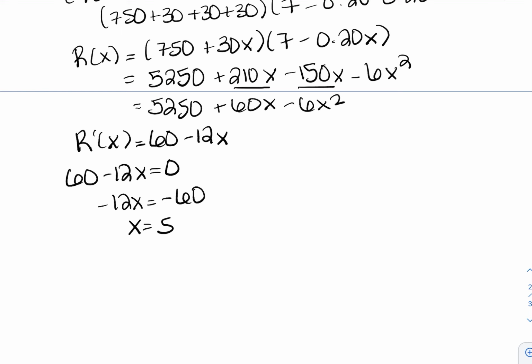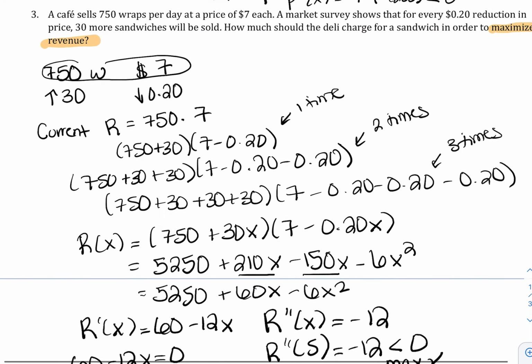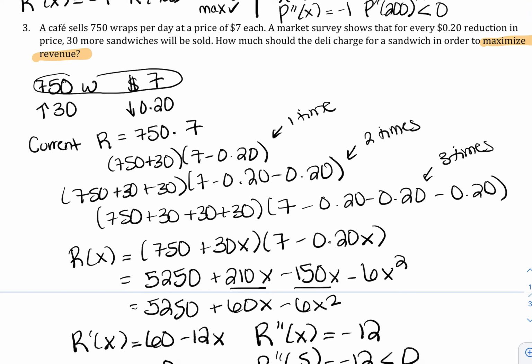So I'm going to use the second derivative test. So r double prime of x is a negative 12. If I plug in 5, it's still negative 12. Less than 0 means a max. Check. Now, I need to go up to see what they're asking me. They're asking me, how much should the deli charge for a sandwich?